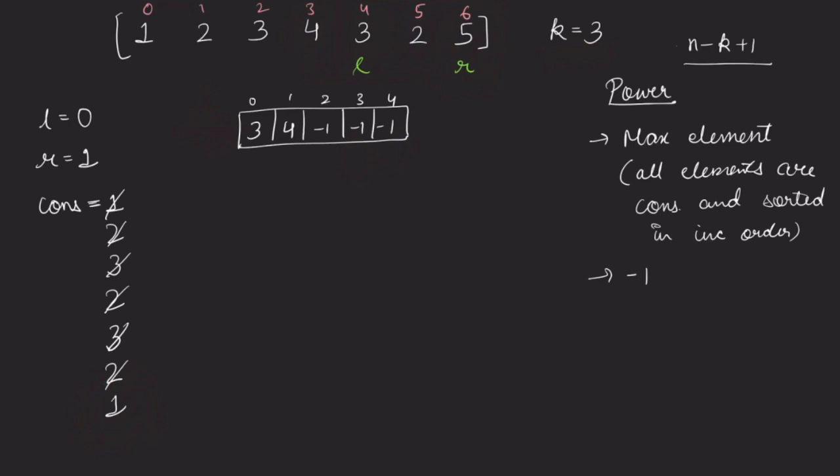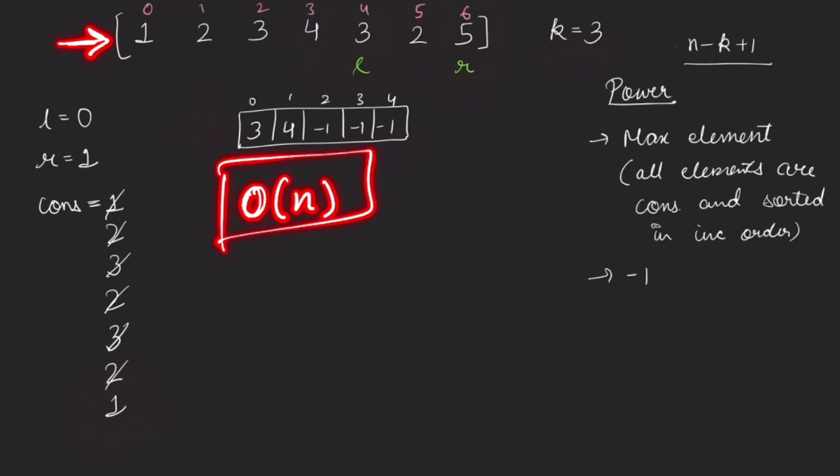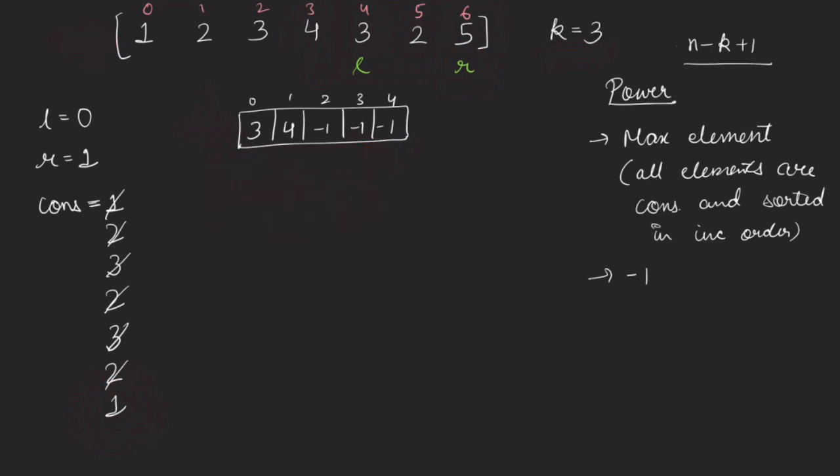So here we are just looping once inside our array. So our time complexity will be order of n, right? And we are not using any extra space. We just took this one vector which was storing our answer, right? So our space complexity will be constant, right? So let's quickly code this out.